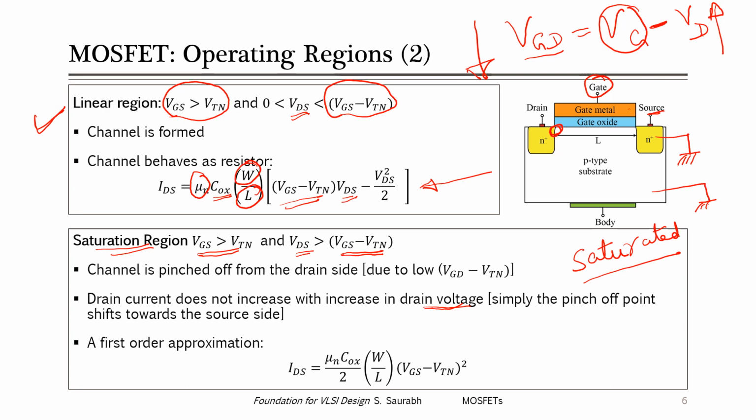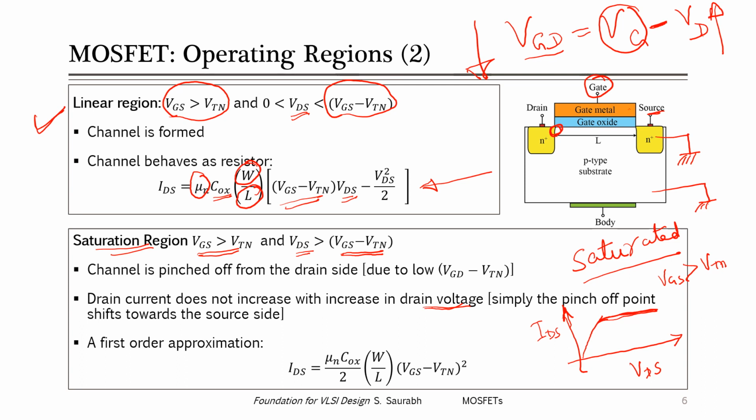If we plot the output characteristics of a MOSFET, it will look something like this. On the x-axis we have VDS, on the y-axis we have IDS. Assume that VGS is greater than VTN. Initially the current will increase linearly with the drain voltage, but after VDS is greater than VGS minus VTN, the drain current will saturate, meaning that it will not be dependent on VDS. Even if VDS is increasing, the drain current is not increasing.